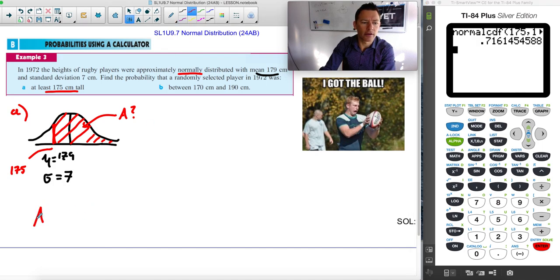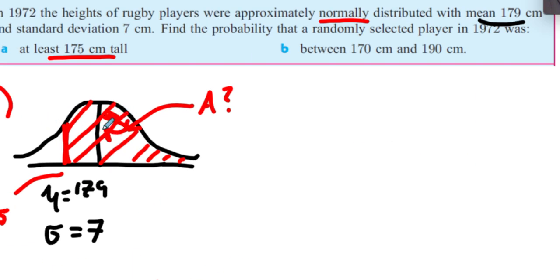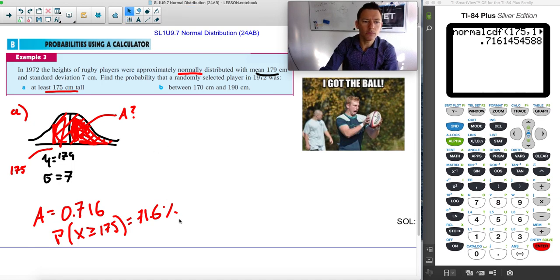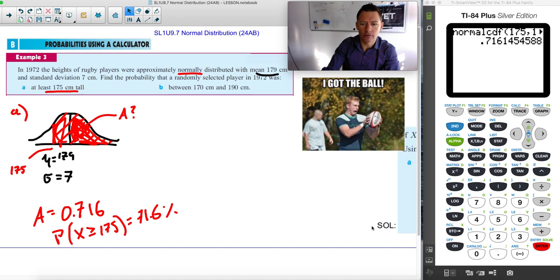that this area is 0.716. So the probability of your person being at least, so greater than or equal to 175, is 71.6%. Which makes sense because this part is 50%. So this is going to be 50% and some more. Neat. Okay. Great. Let's make sure that's right. 71.6%. Great. All right. Oh, they even drew a little graph for me.